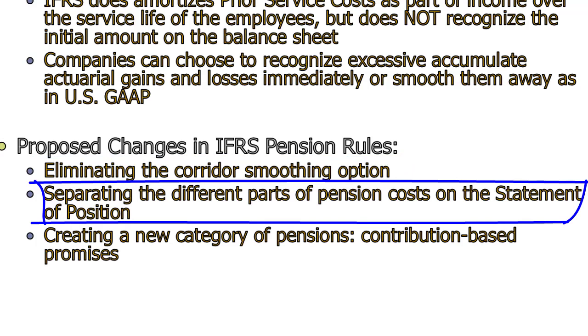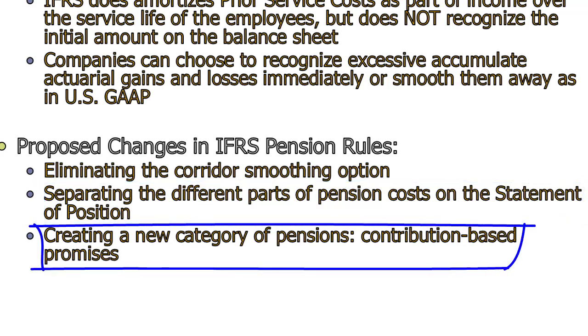Second, they want to separate out on the statement of position the different parts of pension costs. Now, a statement of position is what IFRS calls its income statement. So they're thinking about breaking things down. So the interest cost is separate from the amortization, is separate from the expected returns. And we get it all broken down that way.